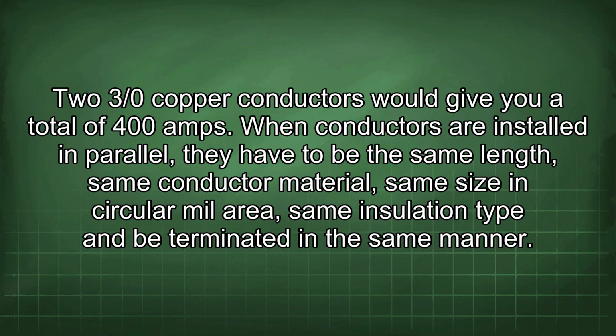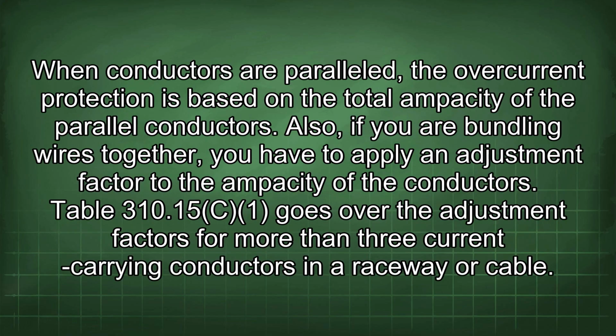When conductors are installed in parallel, they have to be the same length, same conductor material, same size and circular mil area, same insulation type, and be terminated in the same manner. When conductors are paralleled, the overcurrent protection is based on the total ampacity of the parallel conductors. Also, if you are bundling wires together, you have to apply an adjustment factor to the ampacity of the conductors.